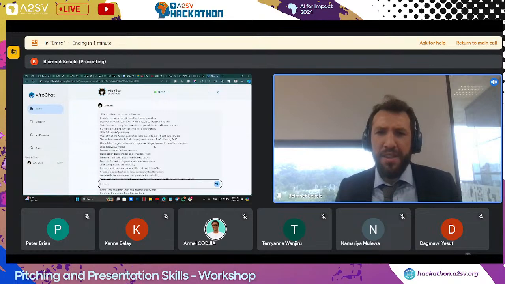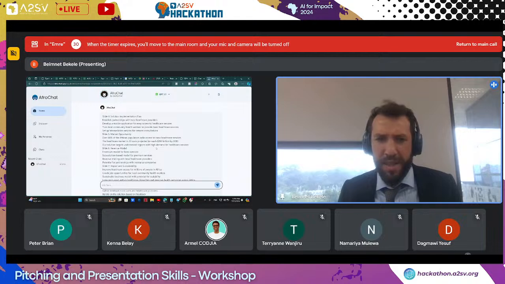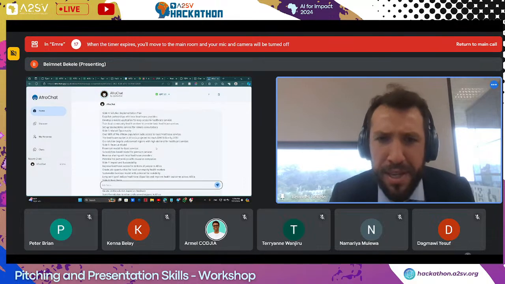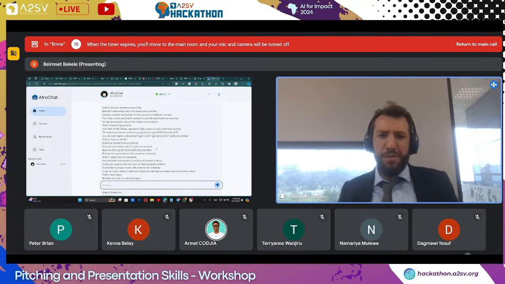Implementation plan. Establish partnerships with local healthcare providers. Develop a mobile application for easy access to healthcare services. Train local community health workers to provide basic healthcare services. Set up telemedicine services for remote consultations. This actually makes very good sense. And then we look at the market opportunity.